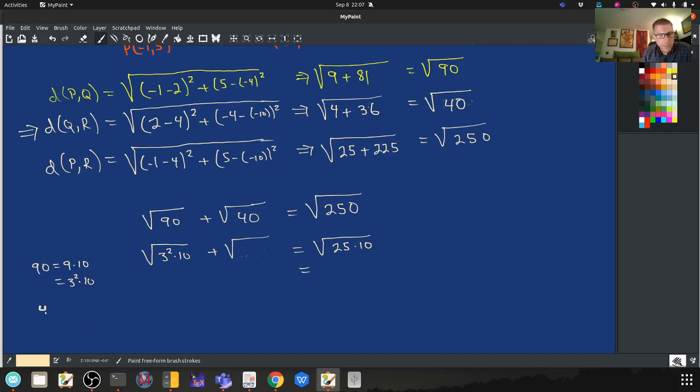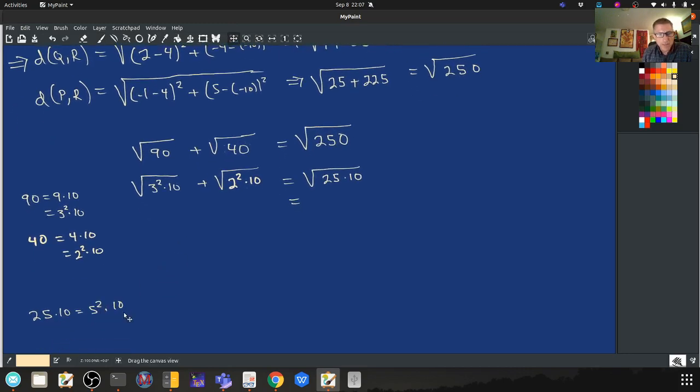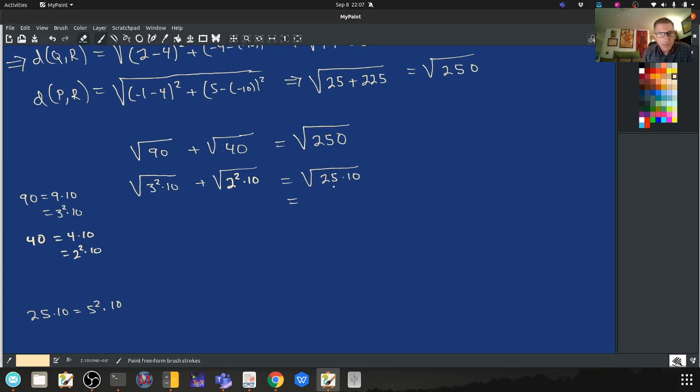So this is 40, and that's equal to 4 times 10, which is equal to 2 squared times 10. There we go. And finally, we never finished that last bit. 250 is 5 squared times 10. I didn't have to erase the 10.